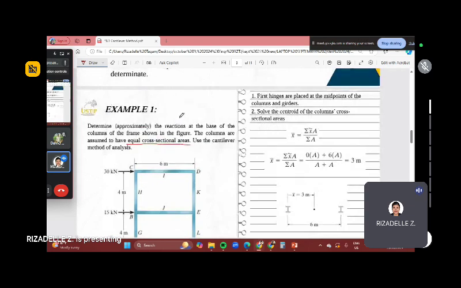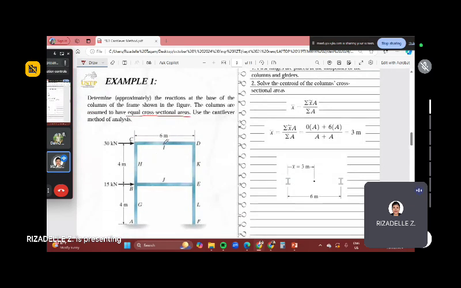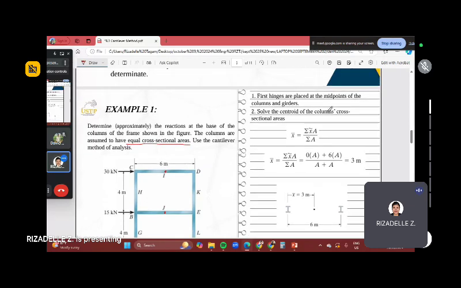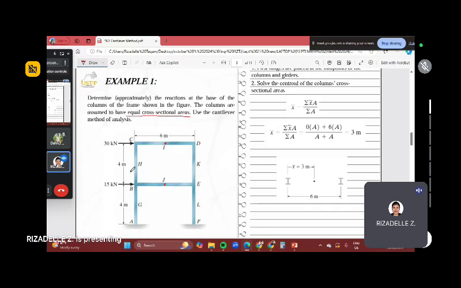So, what is our first assumption? We will put hinges at the center of its girders or beams. And we will put hinges at the midpoint of your column at the given floor.